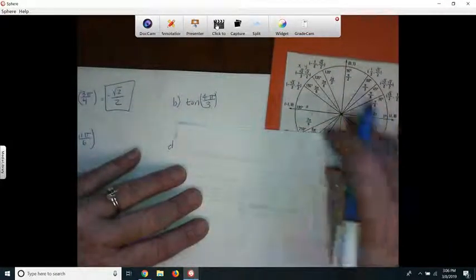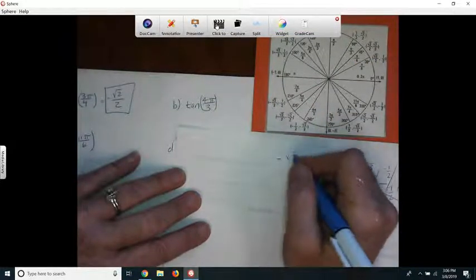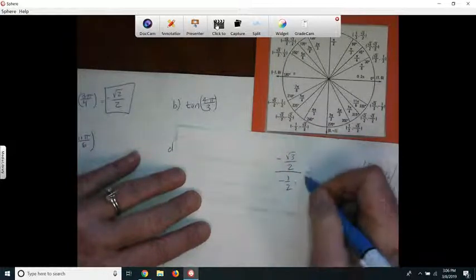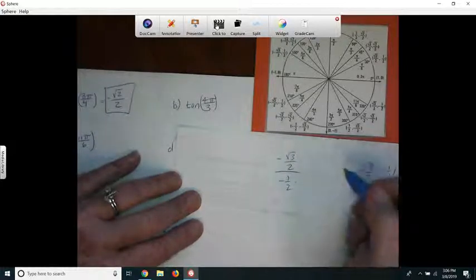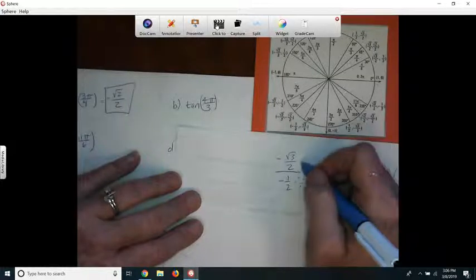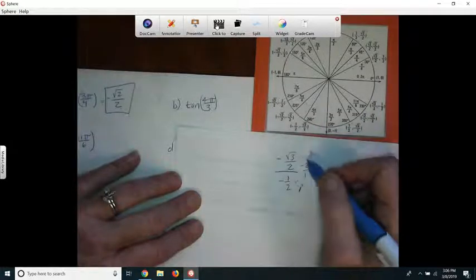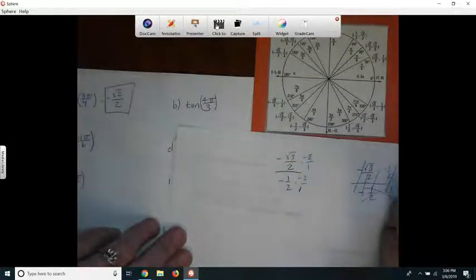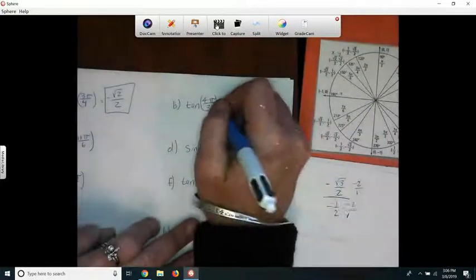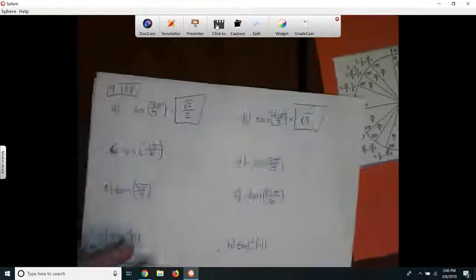Tangent of 4 pi over 3. Remember I said it was sine over cosine, so negative root 3 over 2 over negative 1/2. I'm going to multiply by 2 this time instead of 1/2. Multiply by negative 2. Okay, those cancel out. Usually I just flip and multiply. And then that goes away, and a negative times a negative is a positive. I'm going to get root 3 for this one, so the answer is root 3. Sorry, next time I'm going to flip and multiply.